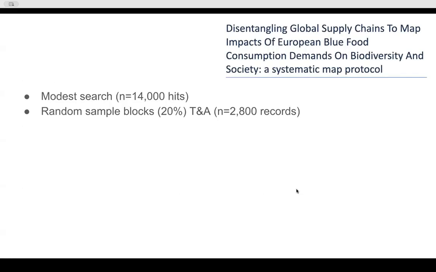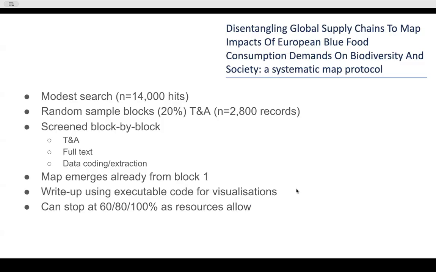And so this is a project we're doing this with at the moment, where we're looking at the impacts of blue food consumption in Europe, which is a big area that policy is pushing. And the funder wanted to know what research has been done on the impacts of blue food on social and biodiversity systems. So we actually had a relatively modest set of search results, but we blocked this up into chunks of 20%. And we screened them block by block at title and abstract, then at full text, then at data coding before moving on to the next block.